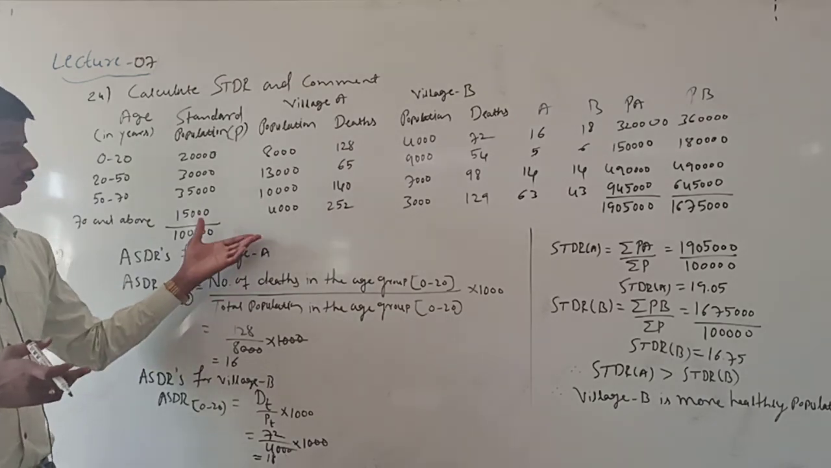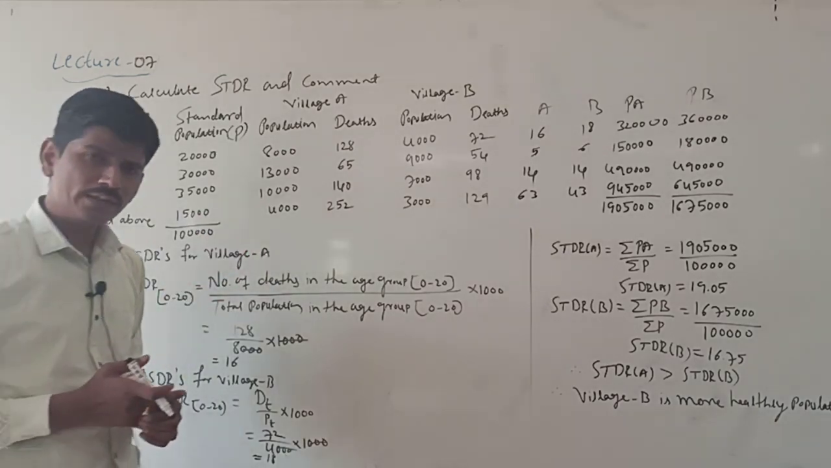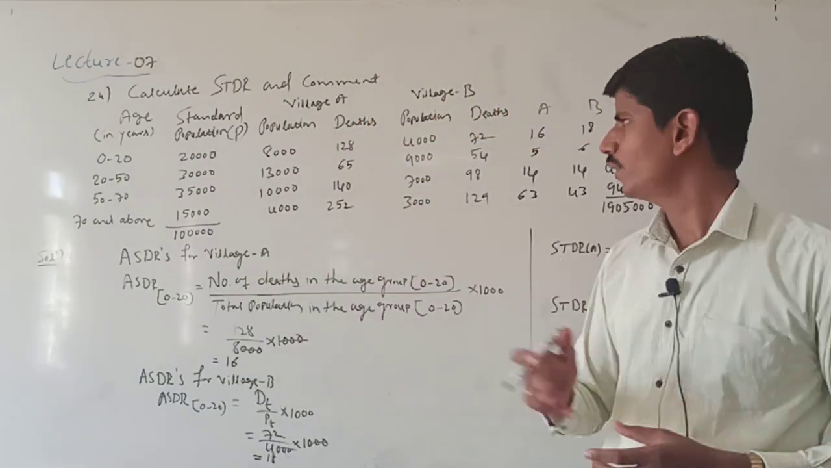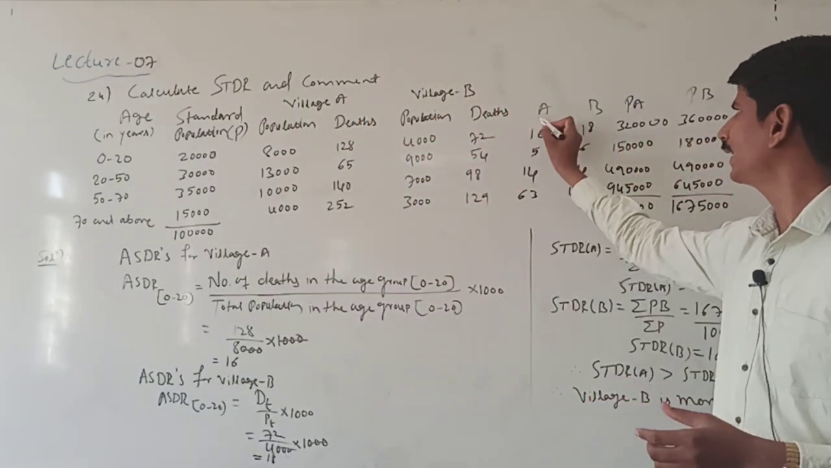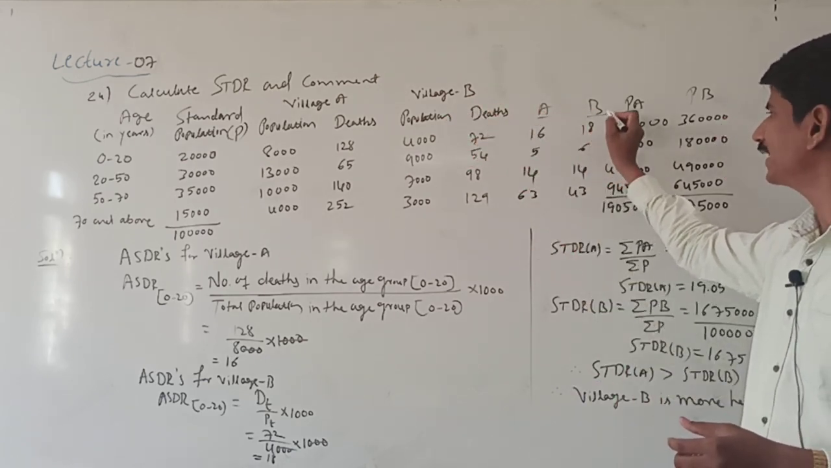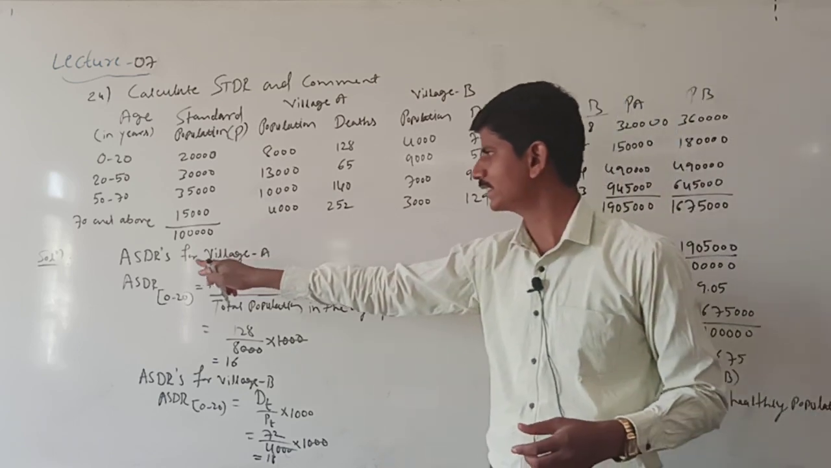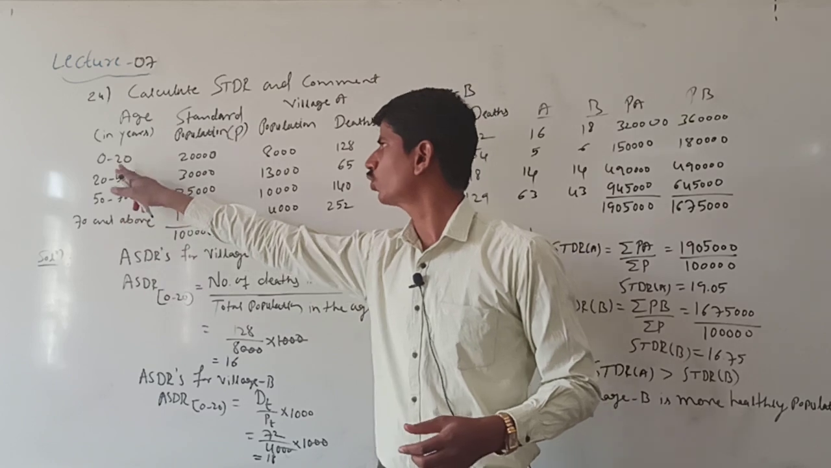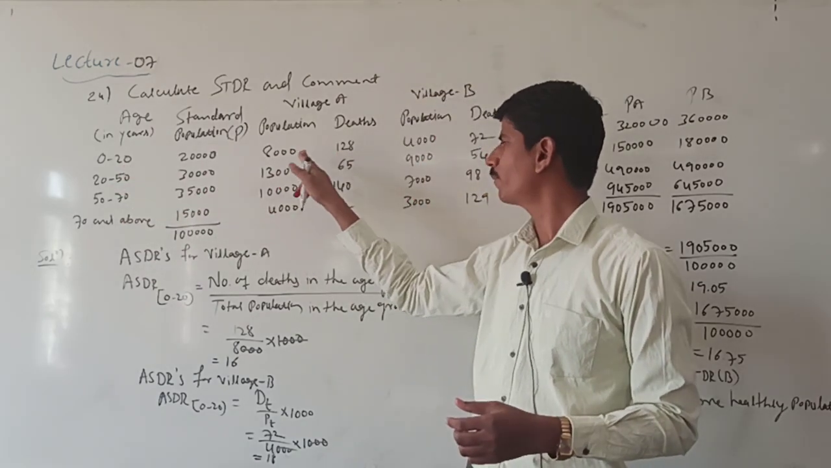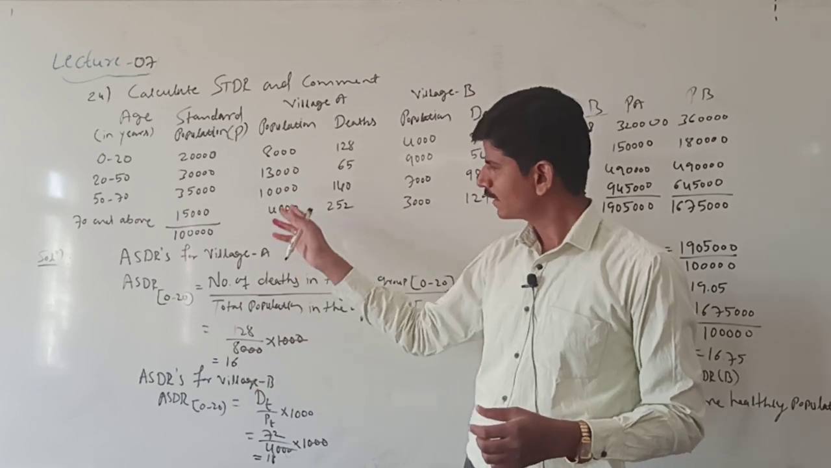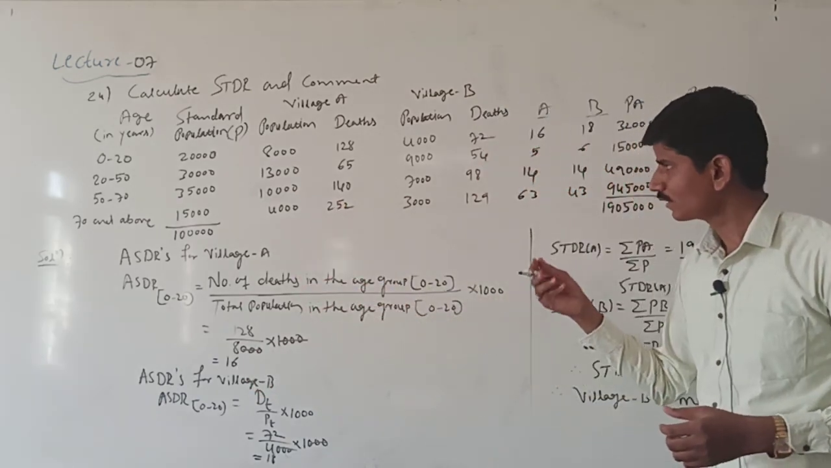Okay. First, you have to find all the ASDRs. Afterwards, you have to substitute the values. You have to find A value. Here A indicates ASDR for population or village A and B indicates ASDR for village B. First, you have to find ASDR for village A. That is ASDR for the age group 0 to 20. That is number of deaths divided by average population into 1000. Then we will get 16. Similarly, you have to calculate directly.